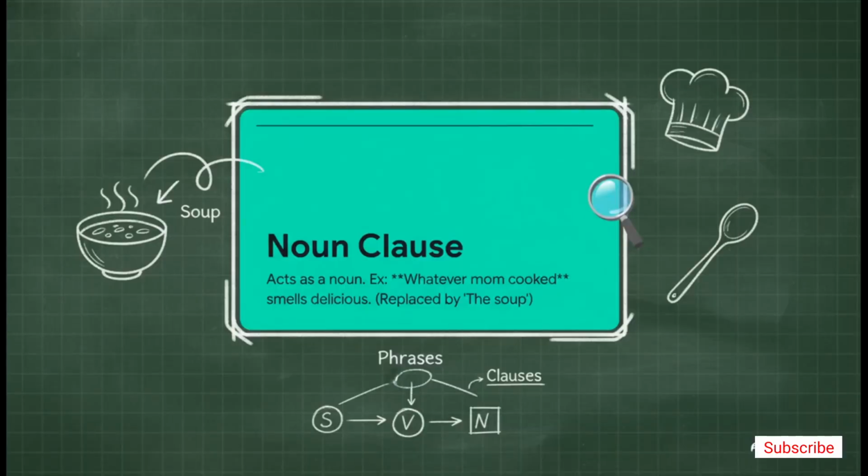First up, the noun clause. This is a dependent clause that basically works as one single noun in the sentence. In our example, whatever mom cooked smells delicious. That whole first part is acting as the subject. A great way to test this is to try and replace that whole clause with just one noun. We could say, the soup smells delicious, and hey, the sentence still works perfectly.